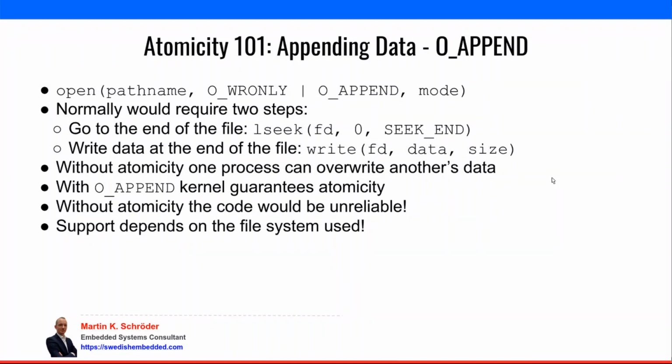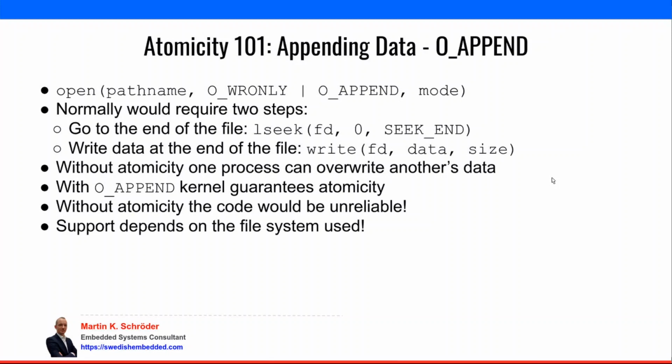So with append, the kernel guarantees atomicity of this operation. It will always seek to the end of the file, and every single write that you do to that file, which has the append option, is going to do this. It's going to seek to the end of the file and then write data to it. So if we have the specific case of wanting to append at the end of the file, we must use append in order to get atomicity of this operation. And the support of this operation depends on the file system.